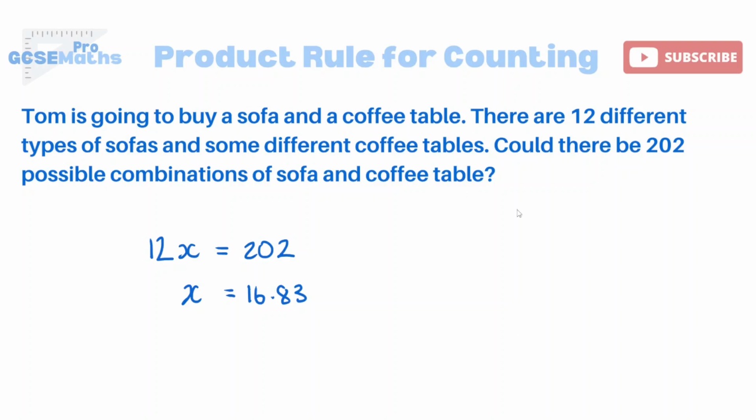So if you get a question like this where they say, could there be that many possible combinations of whatever it is? Do the calculation and see if you end up with either a decimal or a whole number. If you end up with a decimal, your answer is, therefore, no. If you do end up with a whole number, it doesn't matter what number it is as long as it's a whole number, then you could say yes. In this case, we have to say no.